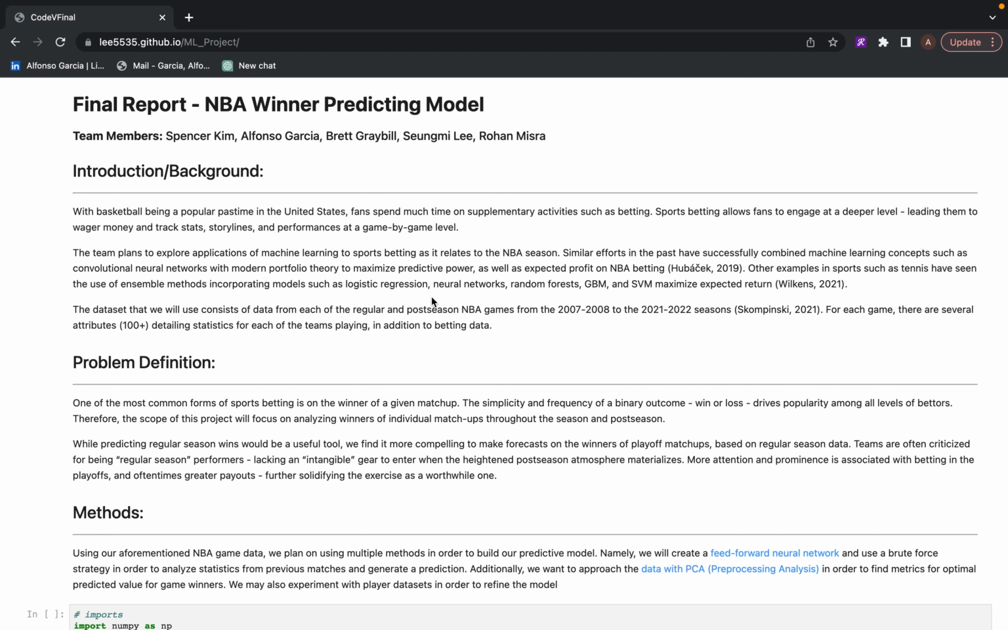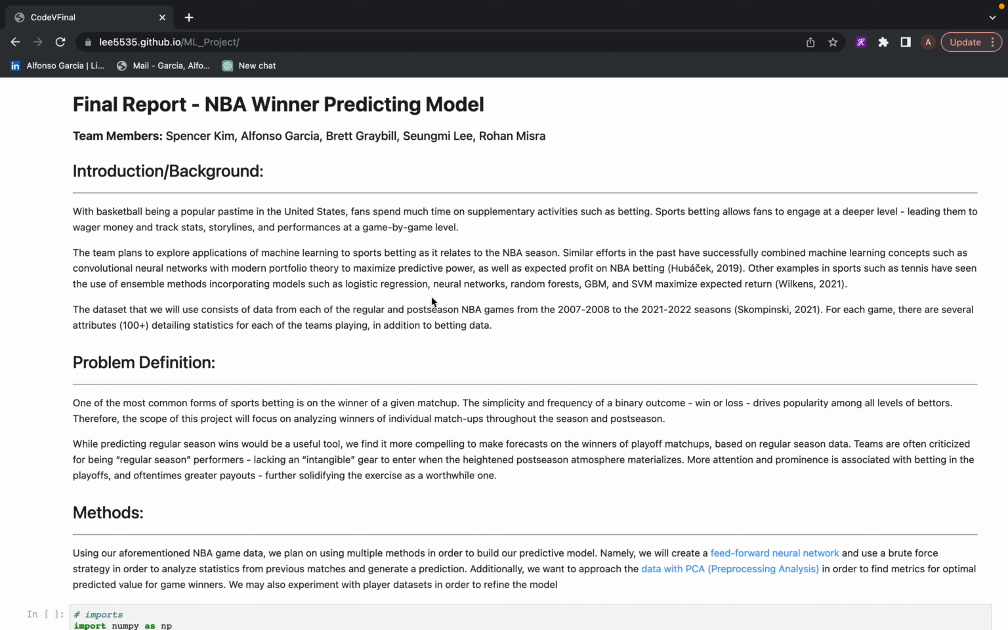So going into our project, with basketball being such a popular pastime in the US and fans spending so much time not only watching the sport but also on other activities around it, such as betting, the team wanted to explore the applications of machine learning as it relates to betting during the NBA season.